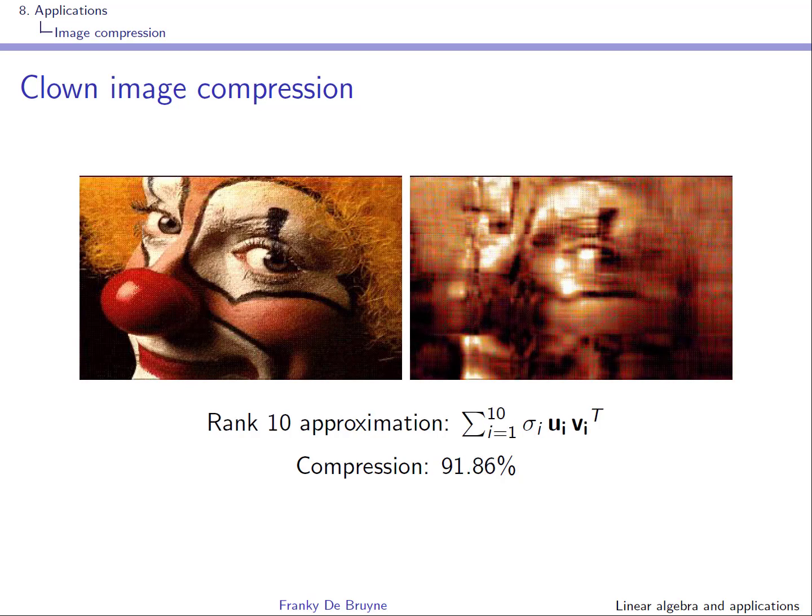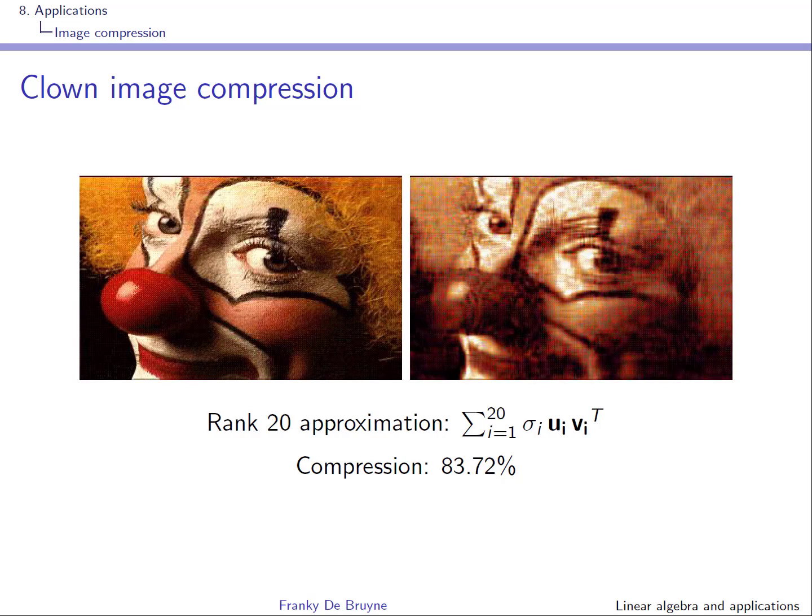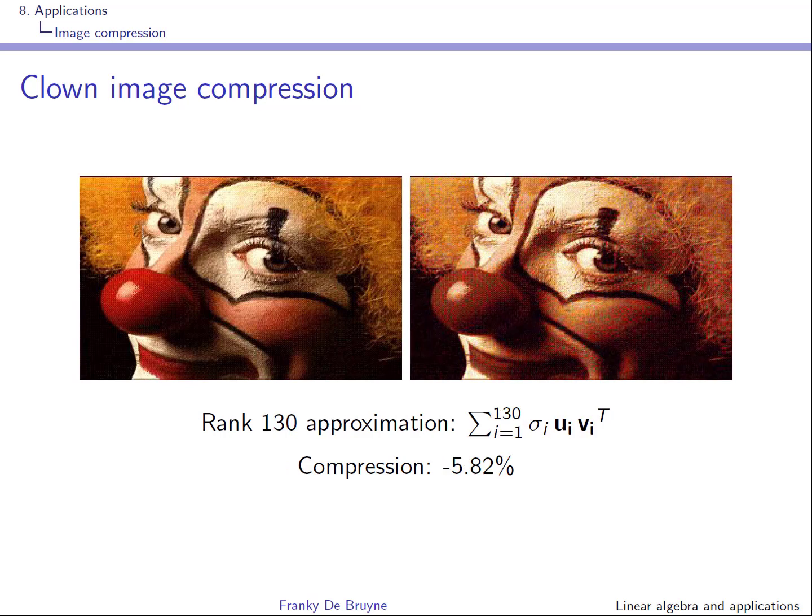And if we continue, we can see that at 20 and 25, we already have a very good approximation of the picture with a rank that is pretty low in comparison with the rank of the original matrix. If you continue, of course, the results become better and better. At some stage, you see that to store the data, you need more space than with the original matrix.